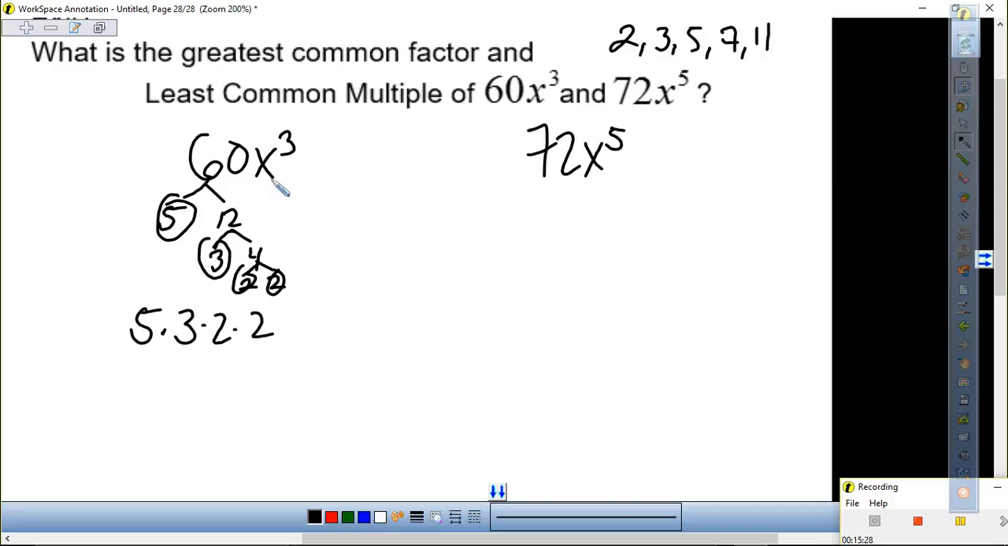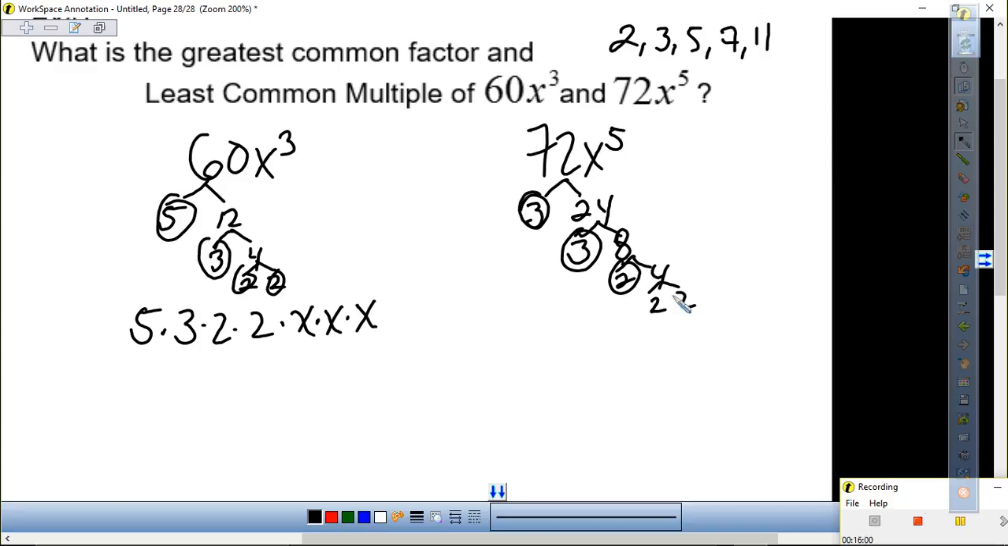What's left? The x cubed. How can we write that in factored form, everyone? X times x times x. Very good. Okay, let's do 72. The greatest of these prime factors that divides evenly is 3 times 24, 3 times 8, 2 times 4, 2 times 2. So my prime factors are 3 times 3 times 2 times 2 times 2. How about x to the 5th? X times x times x times x times x.